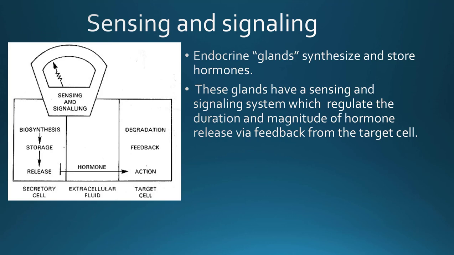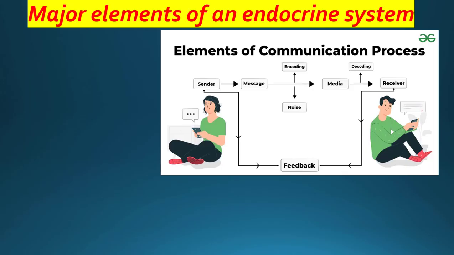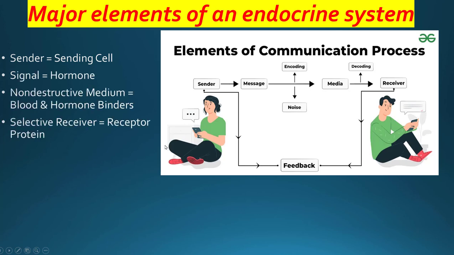Sensing and signaling. The endocrine gland synthesizes and stores hormone. The gland has a sensing and signaling system which regulates the duration and magnitude of hormone released via feedback from the target cell. Major elements of the endocrine system: the sending cell, which is the one that produces the hormone, and the signal, which is the hormone. A non-destructive medium: blood and hormone binders. Selective receiver: receptor protein. Its receptors are selective and the hormone is received by the receptor protein.